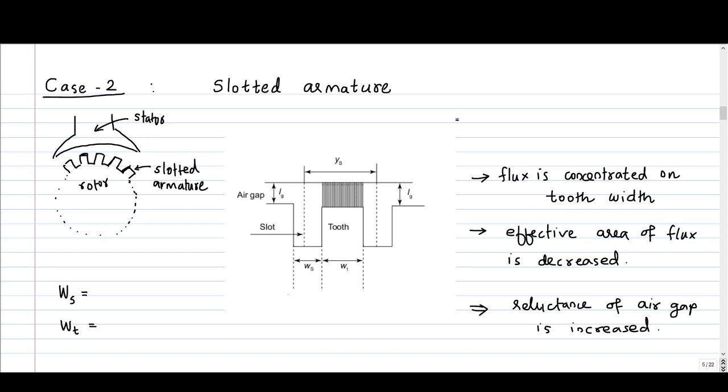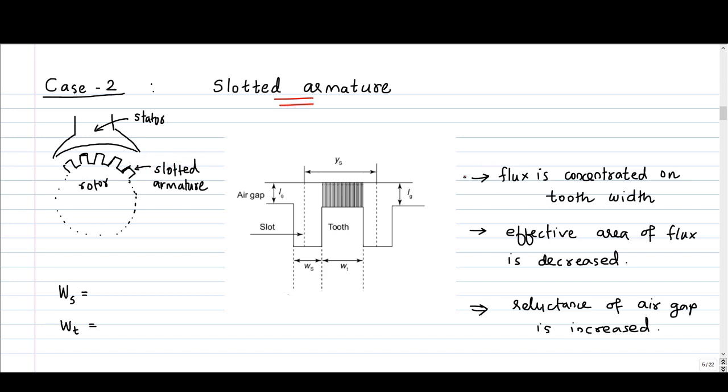So that is a very simple case, but in practical situation you have either slotted armature or slotted stator, slotted rotor or slotted stator. Here I have shown a slotted structure on the rotor. So if you have a slotted situation, then how will you calculate the air gap reluctance?